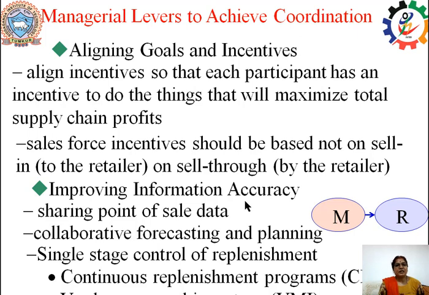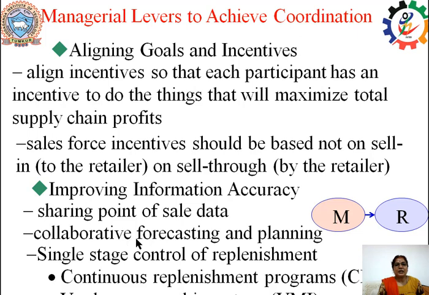Improving information accuracy. When you pass on the information, you don't speculate and pass on. Just share the point of sale data. We say POS. POS stands for point of sale. So point of sale is the retailer. Whatever demand actually happened at the retailer, the same thing you just pass on, so that the manufacturer can correctly picturize it and the supplier can also study the hidden pattern out of it.